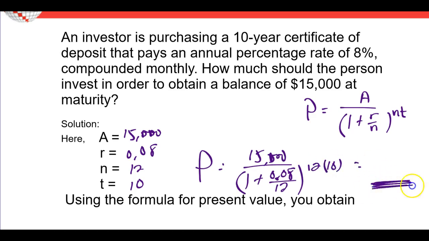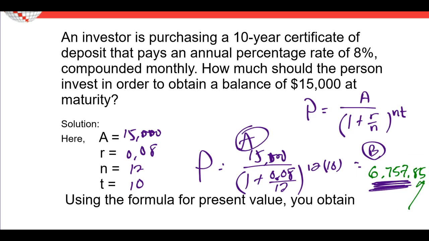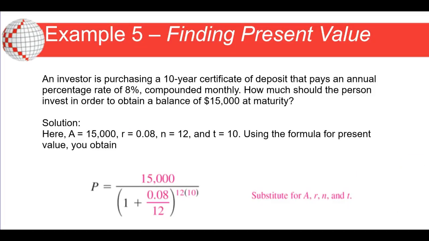It's amazing to me how many people can get to step A, but they can't get the correct answer. So you need to actually practice the skill on your calculator. So pause the video, type this in, and see if you get something around 6,000. Hopefully you got 6,757.85, rounding to the nearest penny.